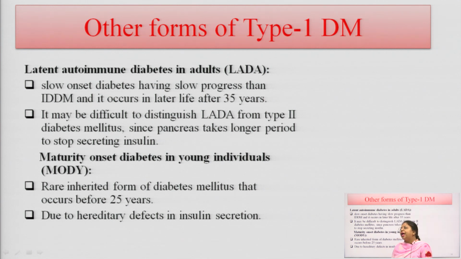And the other form of type 1 diabetes mellitus is latent autoimmune diabetes in adults. This is a slow onset diabetes with a slow process of insulin dependent diabetes mellitus, and it occurs in patients at a later age of life, like 35 years. It may be difficult to distinguish latent autoimmune diabetes in adults from insulin dependent diabetes mellitus, because the pancreas here takes a long time to stop insulin production.